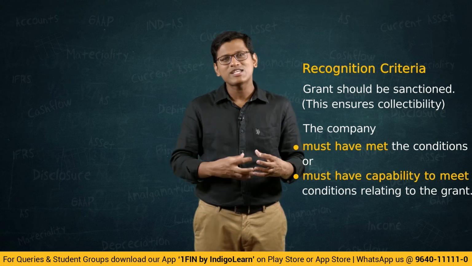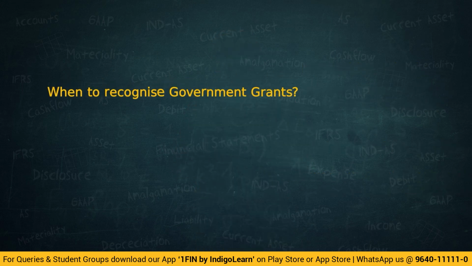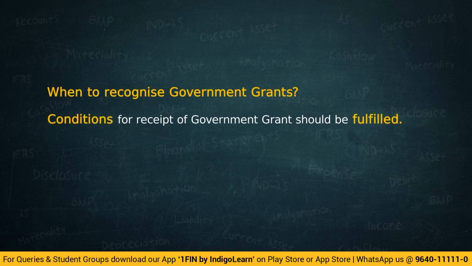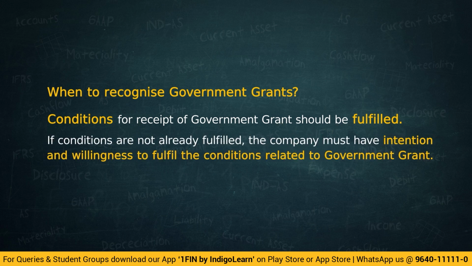Let us now see in a precise manner what this point is all about. So when to recognize government grants? A company can recognize receipt of government grants on satisfying the following conditions. Conditions for receipt of government grants should be fulfilled. If they are already fulfilled, that's fine. If they are not fulfilled, there should be capability, so basically ability and willingness on the part of the entity to fulfill those conditions. And the second thing is, grants are certain to be received. So when will grants become certain? Only when government awards or allots that particular grant, those grants become certain. So those two conditions must be met.